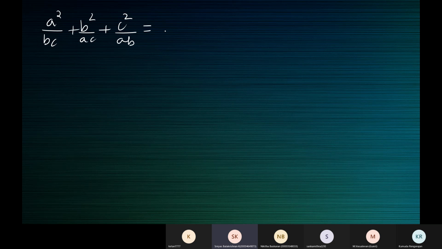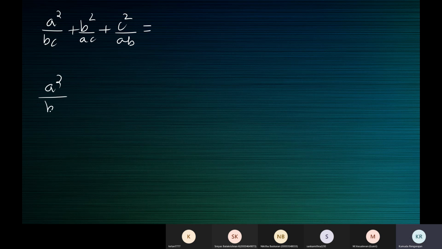For A square by BC, we have to multiply into A by A. So we get A cube by ABC. For B square by AC, like that. Very good. Yes, that's correct. Multiplying the first term, multiply and divide. So you're saying this.